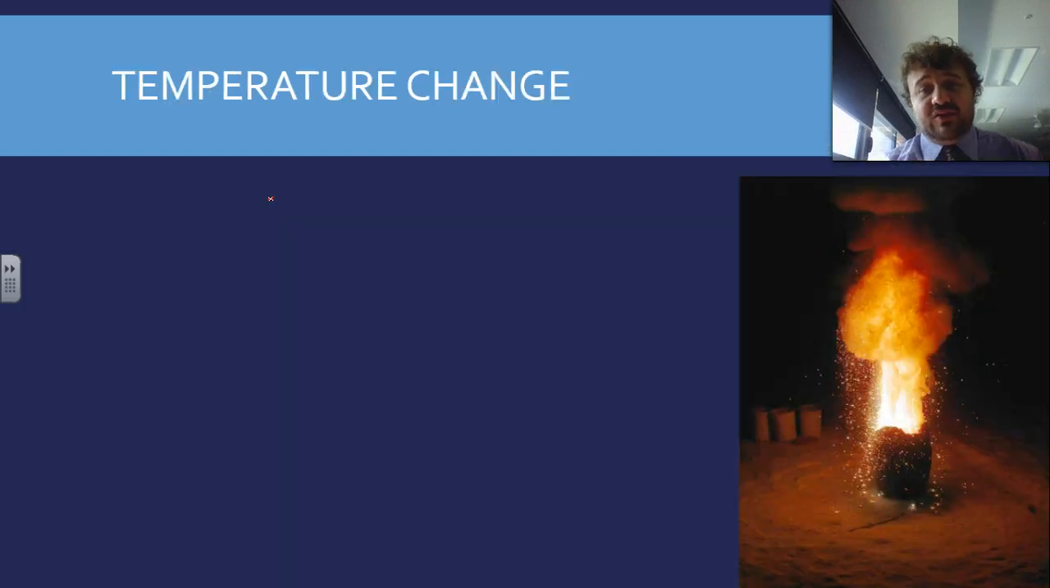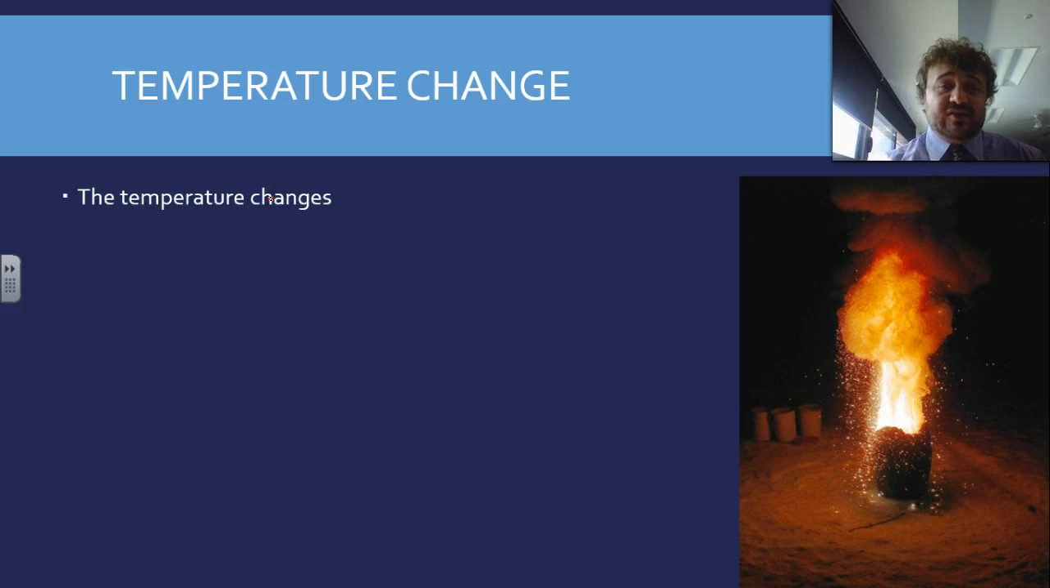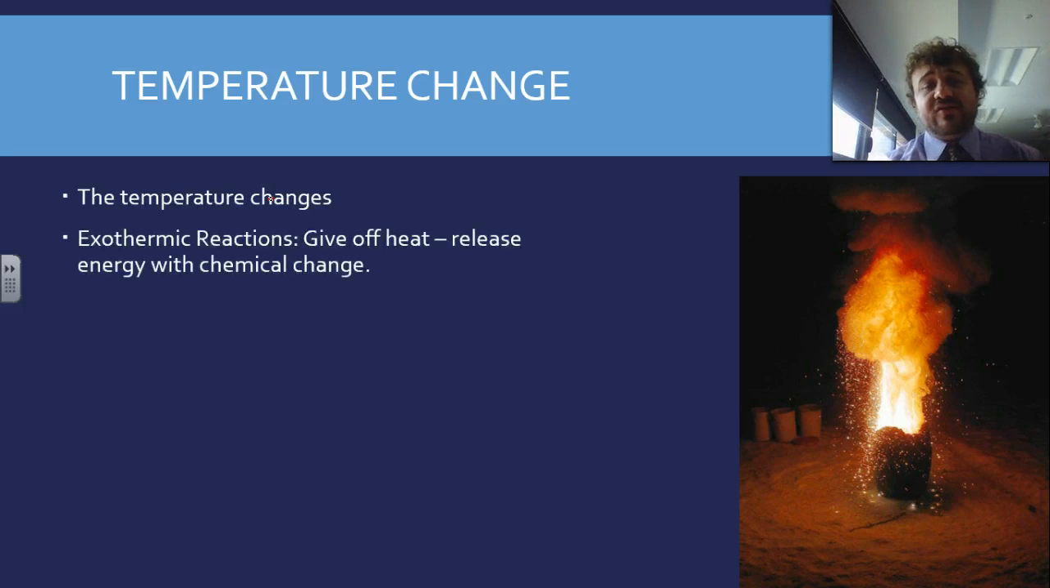Alright, so temperature change. Okay, so our observation is the temperature changes. Now, just quickly, an exothermic reaction gives off heat. This is very clearly an exothermic reaction. This is something called thermite. And thermite is, we'll try and get this done. I can't see us being allowed to do it, but we'll try, see if we can get to do it.